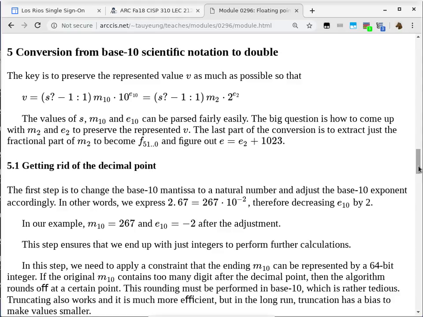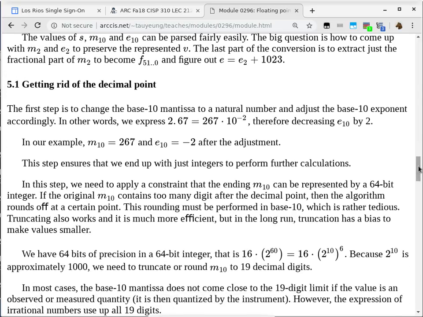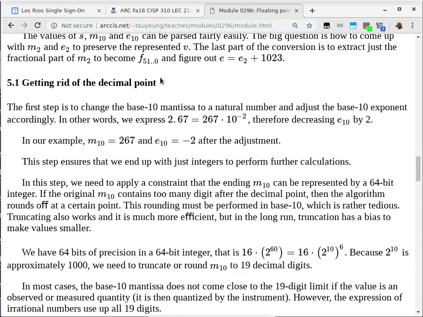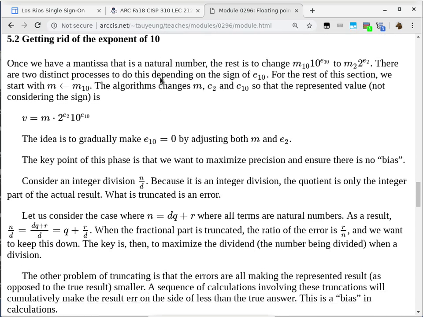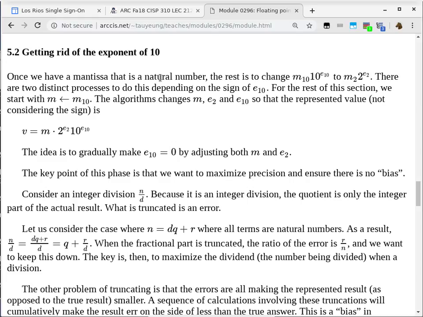Because you can see in the desired form, there's no M10 anymore. There's no E10 anymore, okay? So how do we get rid of E10? That becomes the biggest question. Okay, so now we are moving on to this part. Getting rid of that decimal point is easy. We talked about that already. 1.23 is 123 times 10 to the power of -2. So that's how we got rid of the decimal point. Done. So now we need to look into how we get rid of the exponent of 10. That becomes the tricky part.